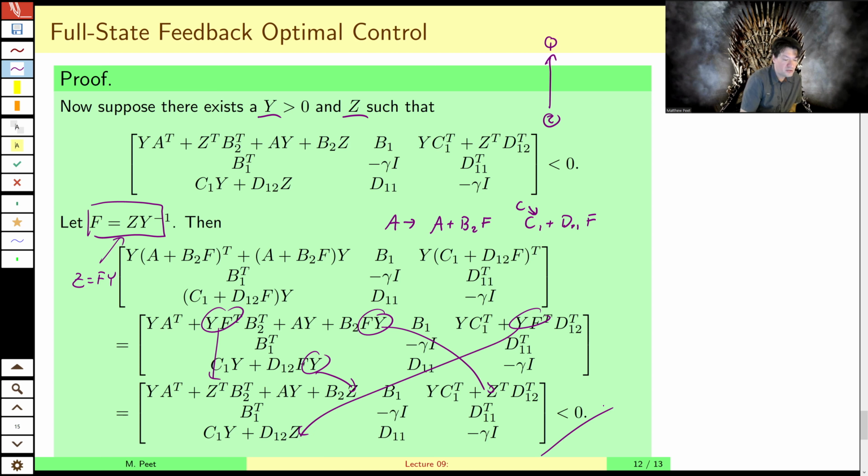So that proves that the KYP lemma, when applied to the closed loop system, is negative definite, which implies that the H infinity norm of the closed loop system is less than gamma. So we started with feasibility of this right here, which is of course the same as this, and we worked through to show that this is satisfied, and therefore by the KYP lemma, the H infinity norm is less than gamma.